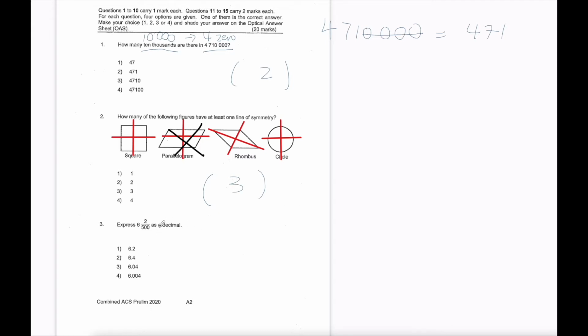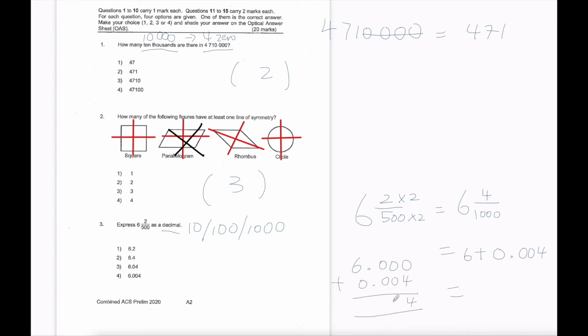Express 6 2/500 as a decimal. When I want to express something as a decimal, my denominator must be over 10, 100, or 1,000. So for 2/500, I need to make it over 1,000, so I need to times 2. Then I'll get 4/1,000. Then 6 plus 4/1,000 is 6.004, which is option 4.